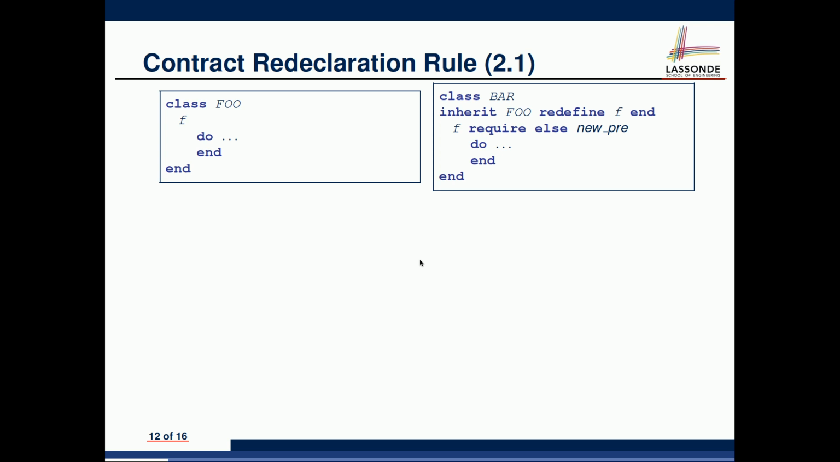I heard true, I also heard false. I'll say the question again, no worries. We have two classes over here, foo and bar. In the parent class foo, we don't have a precondition. In the subclass bar, we do have a precondition, new pre. So at runtime, are we going to check true or else new pre, or are we going to check false or else new pre?